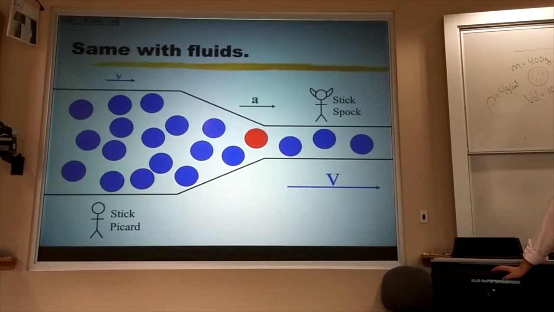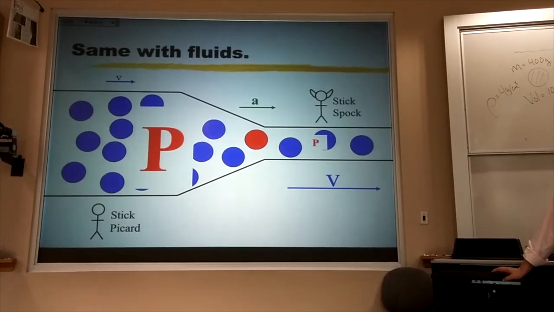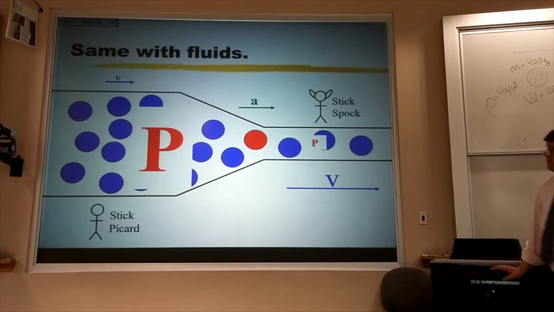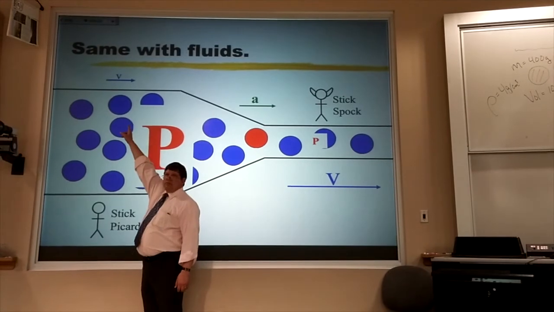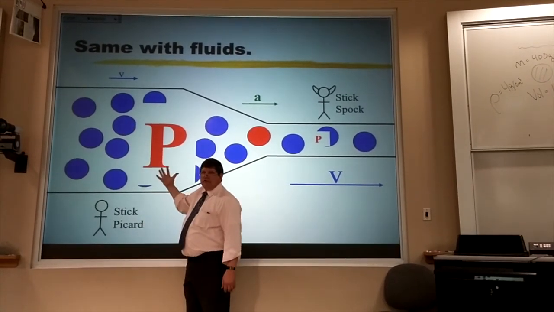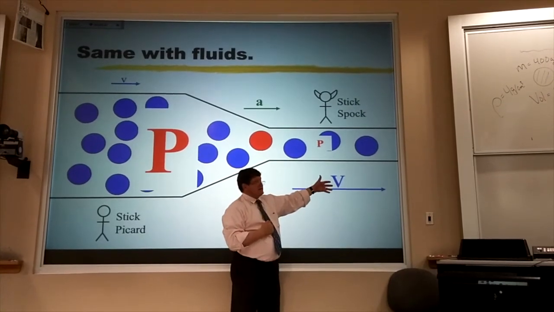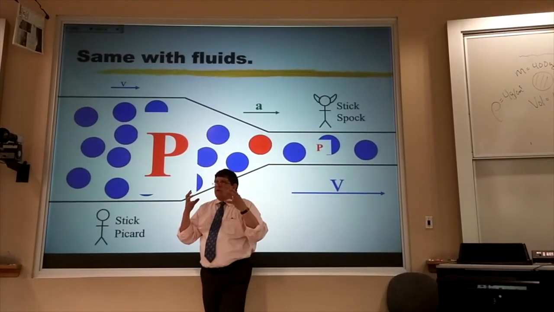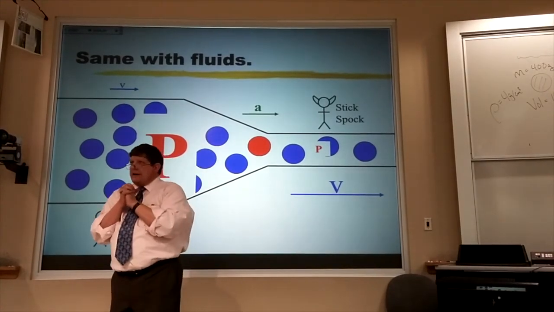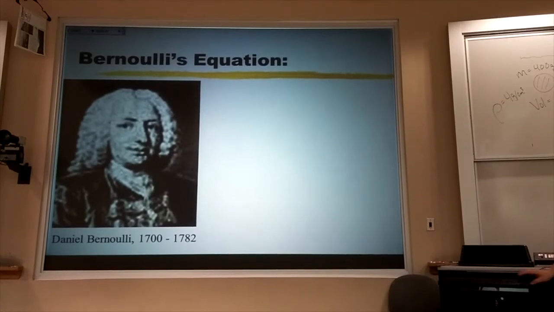Now, the only way I can accelerate that chunk to the right is if it has a high pressure behind it and a low pressure in front of it. Now, look at the trade-off here. Where the speed is small, the pressure is large. Where the speed is great, the pressure is small. This is what keeps airplanes in the air. And it's called Bernoulli's Equation.